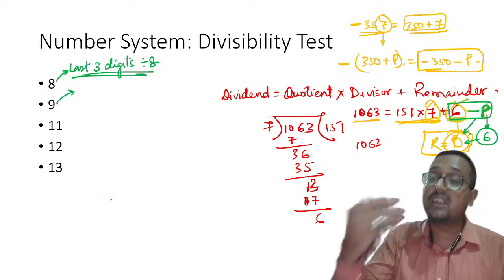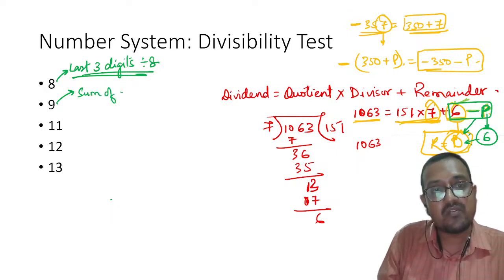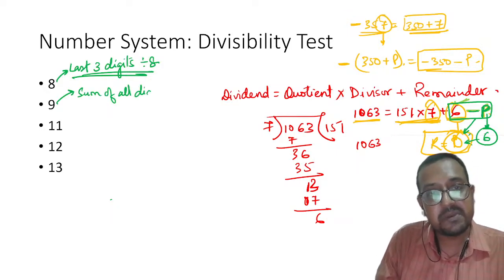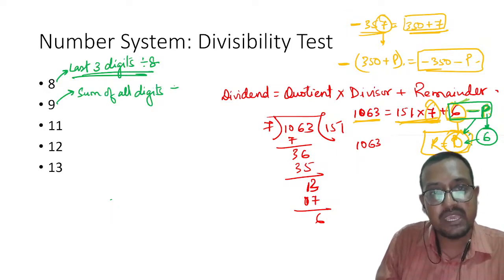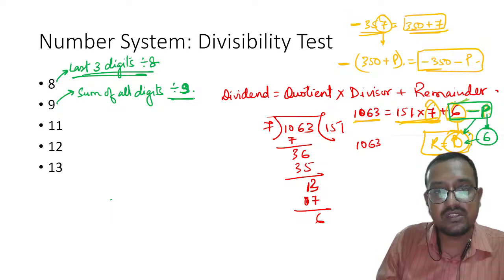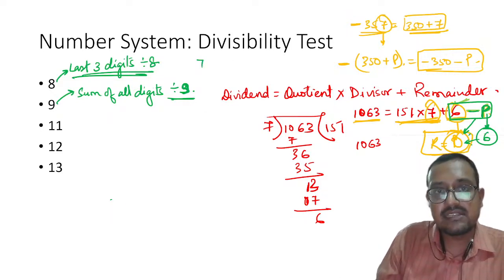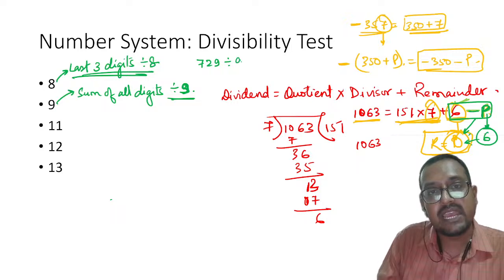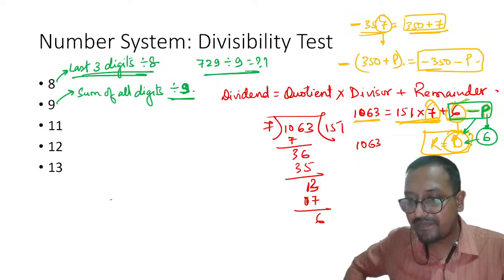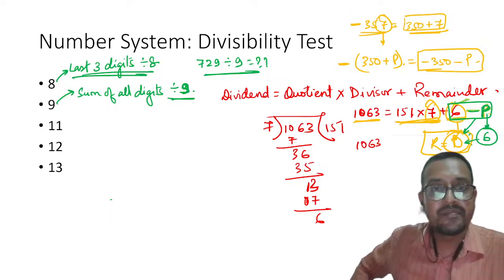In 9, it is similar to 3. Sum of all digits. Please remember sum of all digits. Panish, please remember sum of all digits should be divisible by 9. Understood? Everyone is clear on this? For example, tell me one thing. Is 729 divisible by 9?